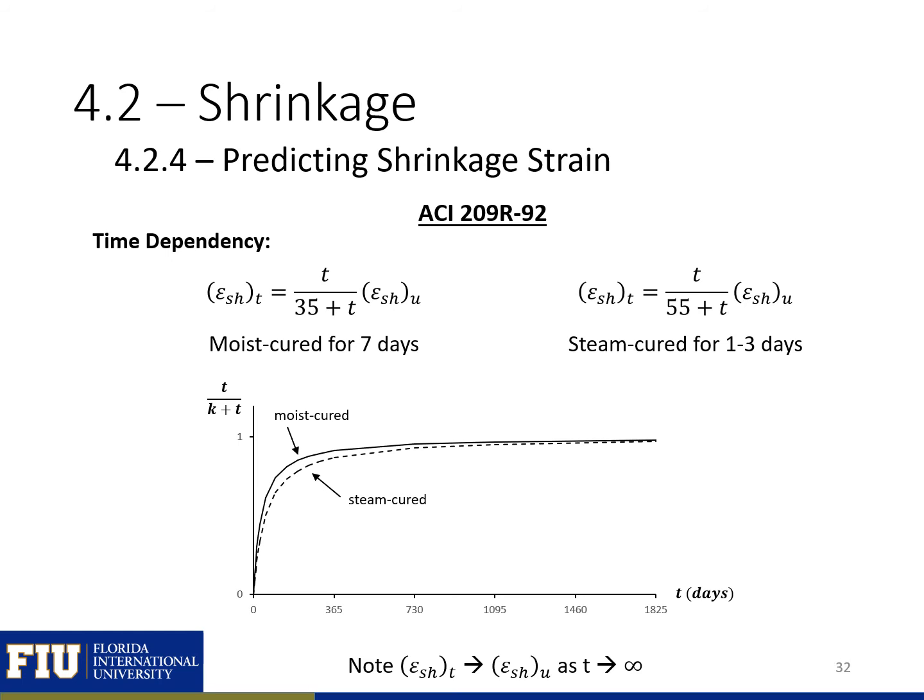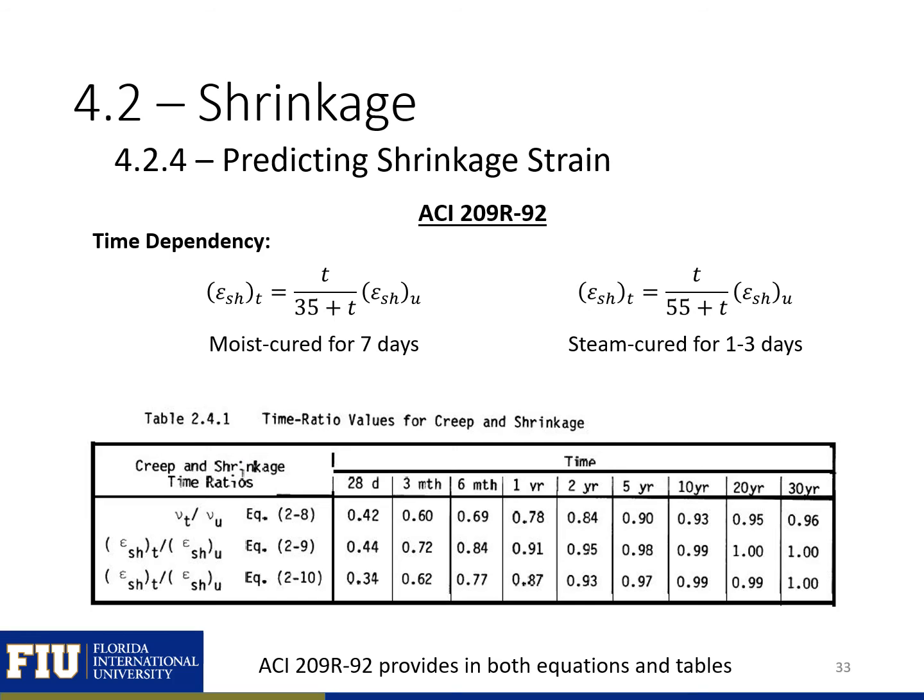ACI 209R gives us two different expressions that we can use depending on if we are moist cured or steam cured. So we can use these two expressions. And what you can see is if we're steam cured, we're going to develop our shrinkage a little more slowly, but ultimately both our steam and moist cured are going to end up at similar ultimate shrinkage strains. ACI 209R provides both equations and tables. So you can see here is a table with the same values as would be found using the equation.